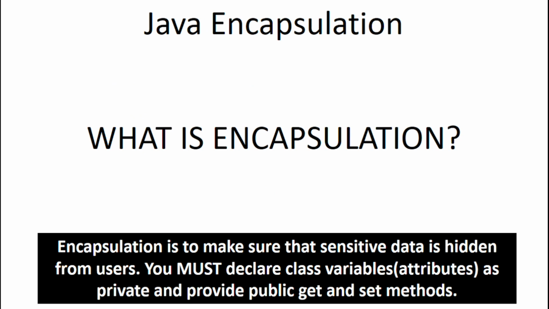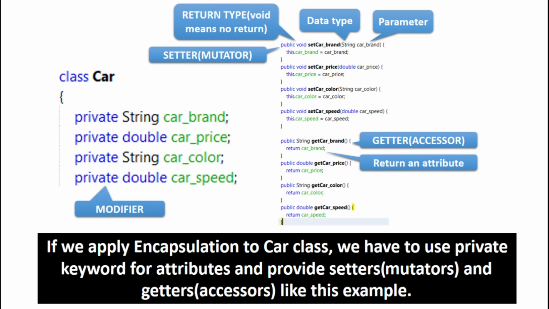Encapsulation. Encapsulation is to make sure that sensitive data is hidden from users. You must declare class variables and attributes as private and provide public get and set methods. If we apply encapsulation to the car class, we have to use the private keyword for attributes and provide setters, called mutators, and getters, called accessors, like this example.